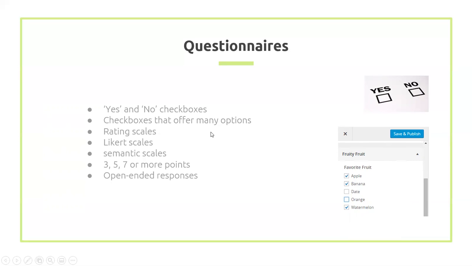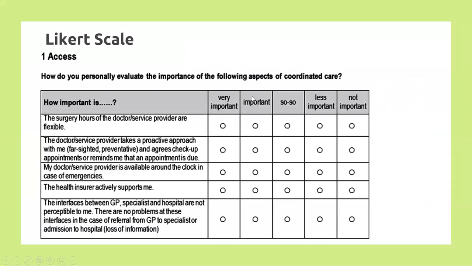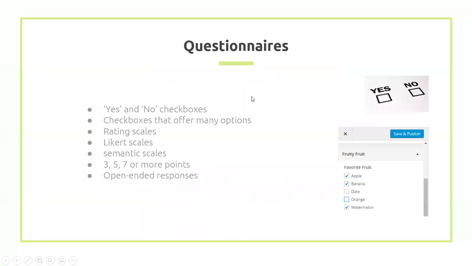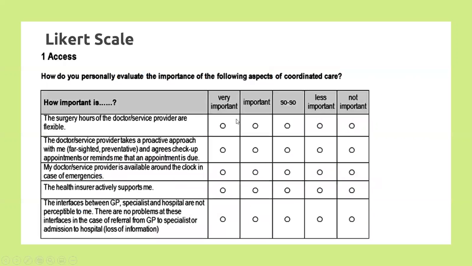Rating scales, we will talk about that one later on. Semantic scales and so on. So Likert scales is this one. It's like the rating: very important, important, so-so, less important, not important. Okay, so this is Likert scale. So it's like increasing in some fashion. Sorry, not increasing, this is decreasing.